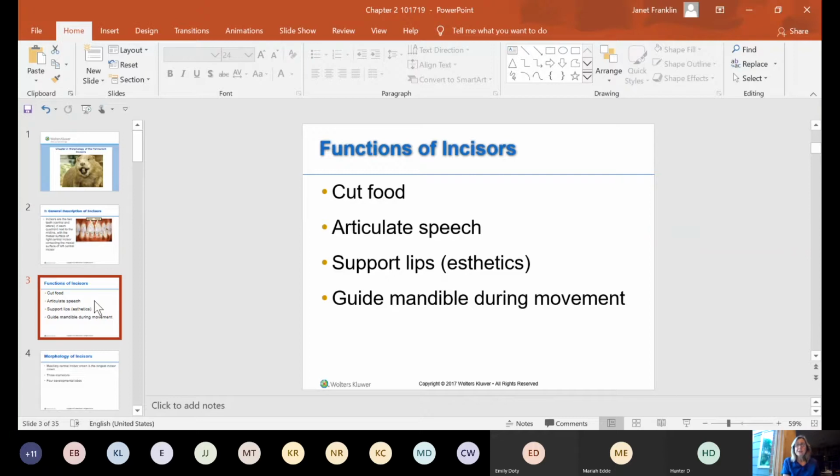The functions of the incisors are that they cut food, or incise, they articulate speech, they support your lips for aesthetic purposes, and they guide your mandible during movement. So all of your teeth, since they are in occlusion together, sort of guide each other as to how they're supposed to end up together. There's a very specific pattern between the fossas and the cusps of how they should meet with each other, and the incisors help to make that happen. Their most important function is to cut food. You bite into sandwiches and stuff with your incisor teeth.